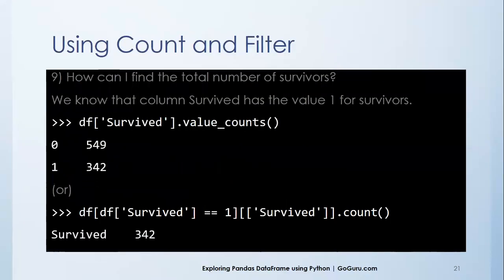And how do you find the total number of survivors? We need to note that when we initially looked at the spreadsheet sample, the survived column was indicated by a 1. 1 means the passenger survived and 0 means the passenger did not survive. So when we want a broader list of all the people who survived and did not survive, you can say, give me the survived column value_counts. It will say that 549 people did not survive and 342 people survived.